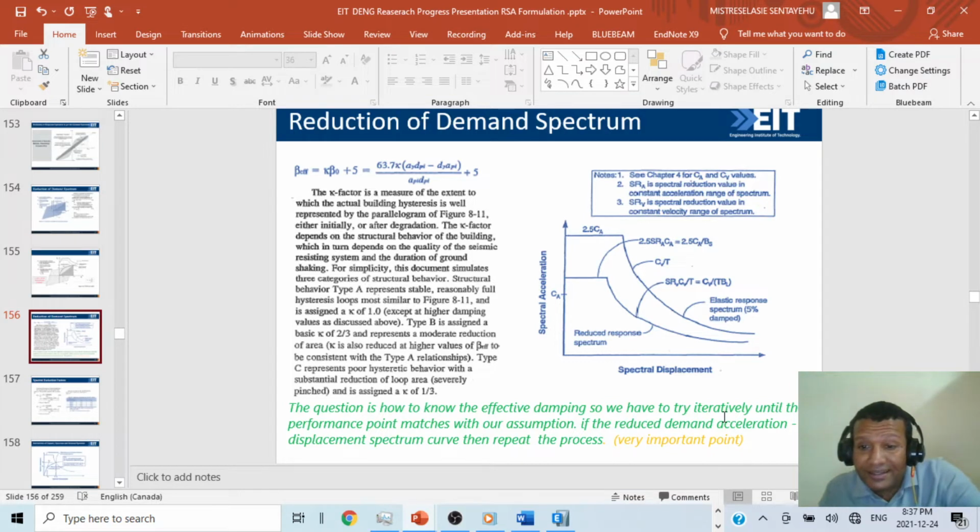So we have to try iteratively until the performance point matches our assumption. If the reduced demand acceleration displacement spectrum curve does not pass, then repeat the process. Once we reduce it and once we apply the capacity curve, okay, I will show you what I am trying to say. Very important point, because to know the B effective, we have to know AY and DY, all these points, DPI. So once we start from that point, let's go to the next.